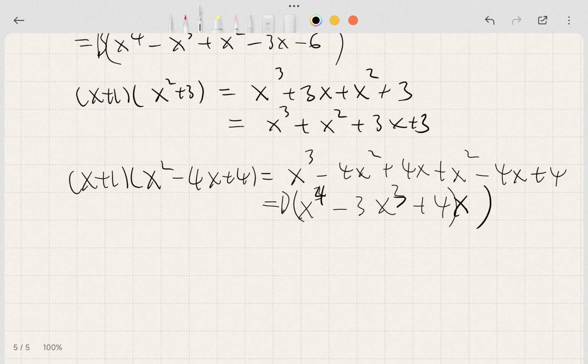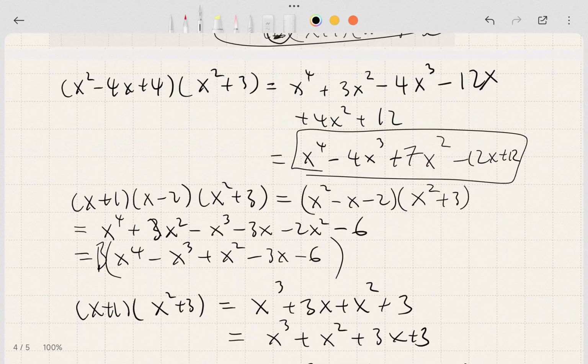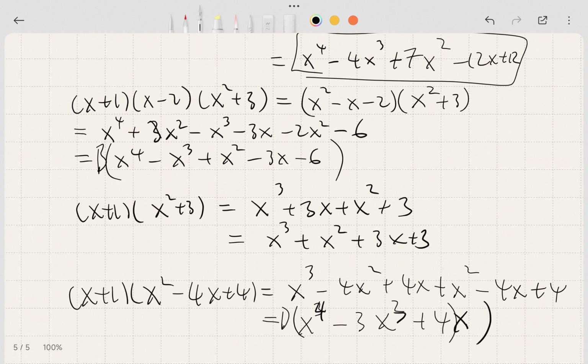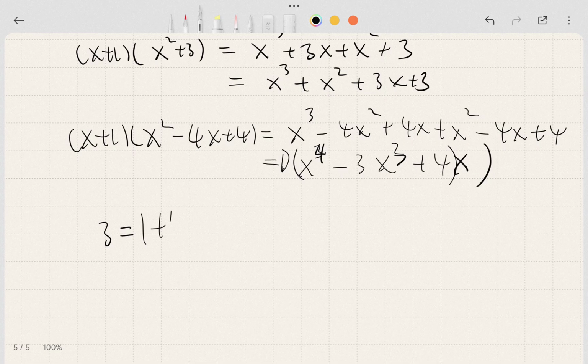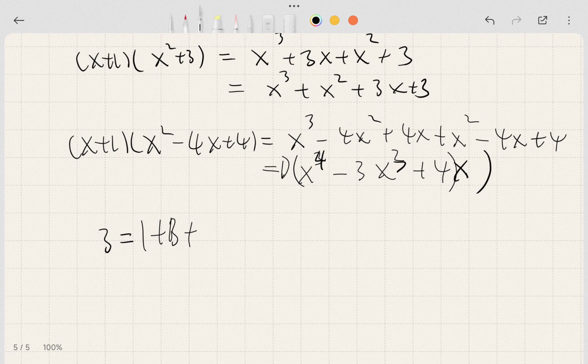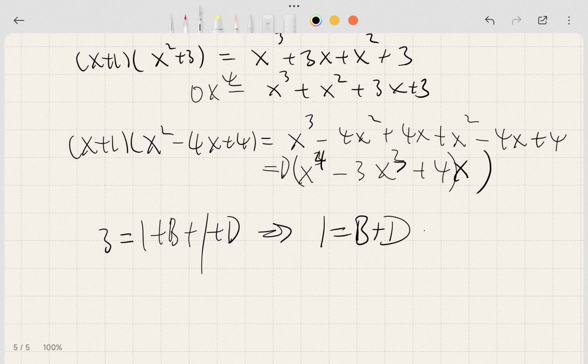3 is the coefficient of x to the power 4. So 3 must be equal to 1. 1 is here. B is there. So 1 plus B plus 0 x to the power 4 plus D. So we have 1 is equal to B plus D. Oh no, it's actually plus 0 here. So 2 is equal to B plus D.